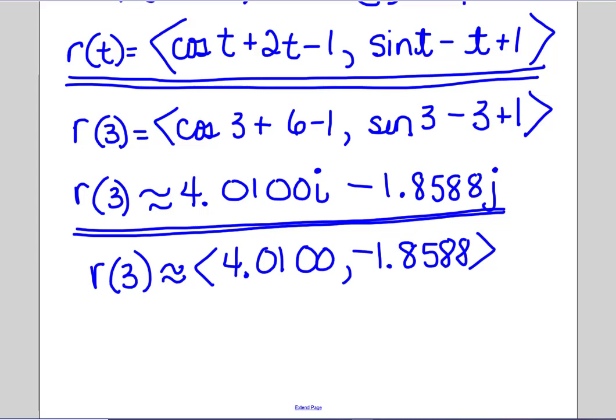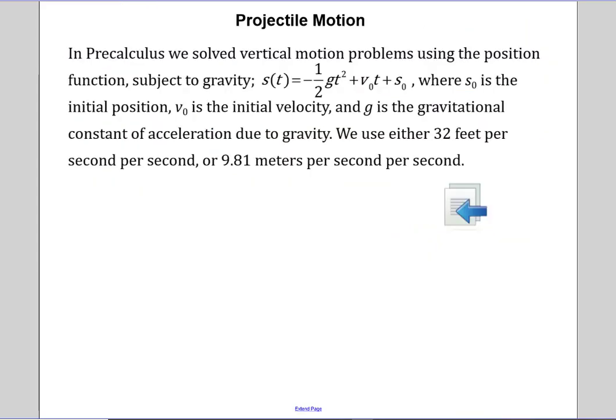And then our last example is going to deal with projectile motion. In pre-calculus, we solved vertical motion problems using the position due to gravity, and this is our formula for that. S sub 0 was our initial position, v sub naught is initial velocity, and our gravitational constant would either be 32 feet per second or 9.81 meters per second, depending on which particular units you were given.